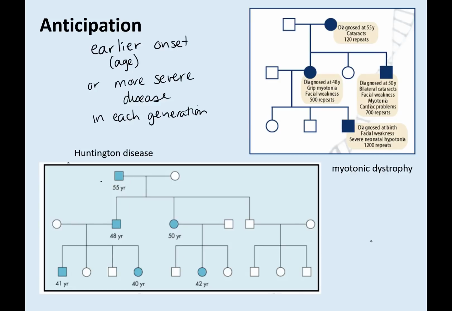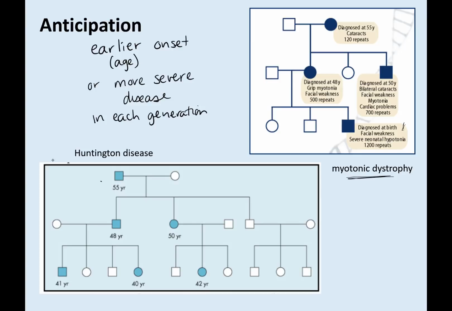So in this pedigree, you can start to see diagnosed at age 55, and they had cataracts. We'll talk about the repeats in a minute. Diagnosed at age 48, had grip myotonia, facial weakness. Right? Diagnosed at birth in this third generation. Facial weakness, neonatal hypotonia. So this is myotonic dystrophy, example of a disease that shows anticipation.